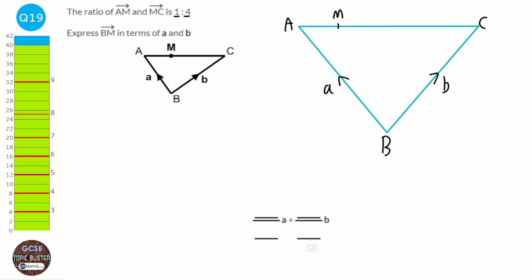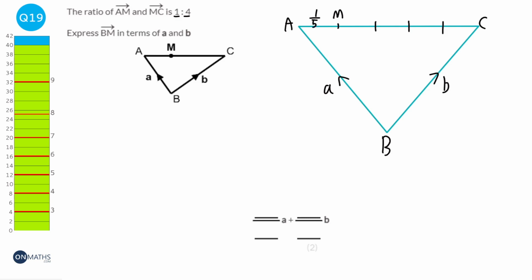And what is really helpful sometimes is just to label in the sections. So if A to M is one section, we've got 4 of the sections from M to C. So just put little notches there to show the 4 sections. And we can see straight away that A to M is 1/5 of that distance. That's a nice, easy way to show that A to M is 1/5 of that distance. Let's just put a nicer 5, there we go.